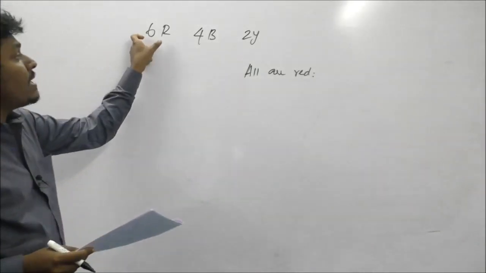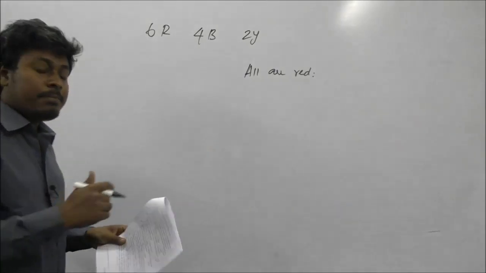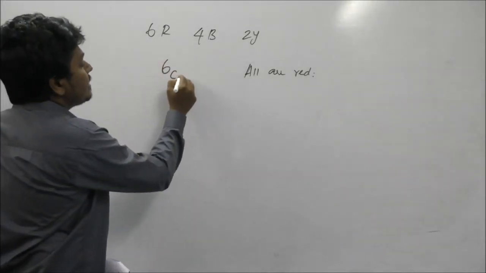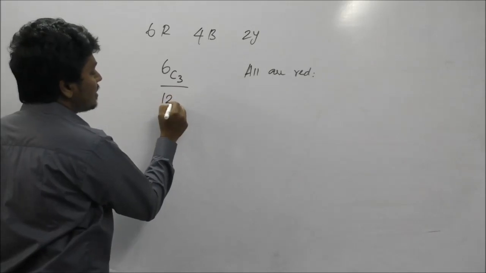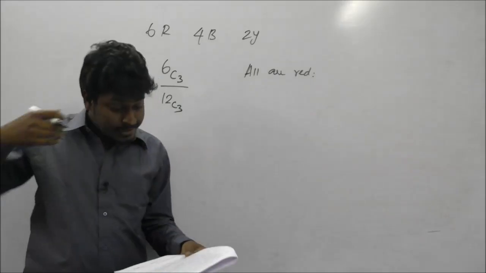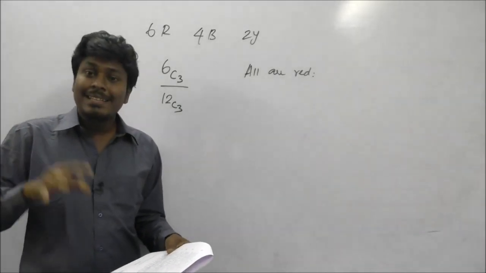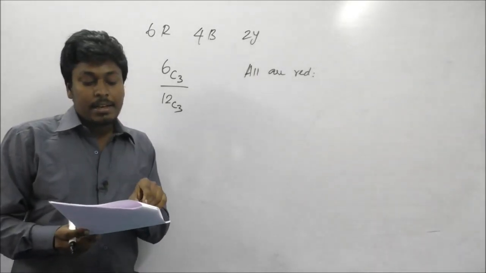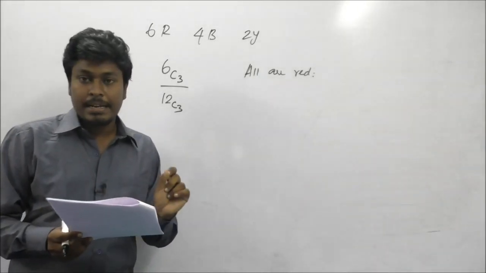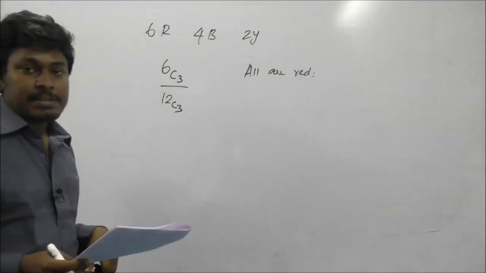So we have 6 red balls. If 3 marbles are picked and all are red, it is 6C3 divided by the overall balls: 6 plus 4 is 10, 10 plus 2 is 12, so 12C3. Friends, they are asking us to take 3 balls, and all of these should be red. The line that the 3 balls should be picked randomly is missing. Okay, and we got an equation.